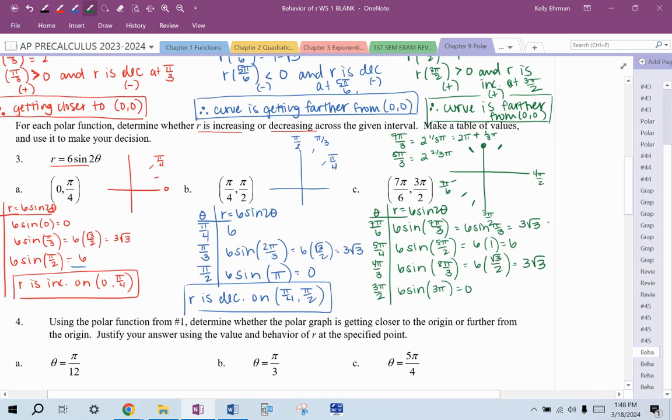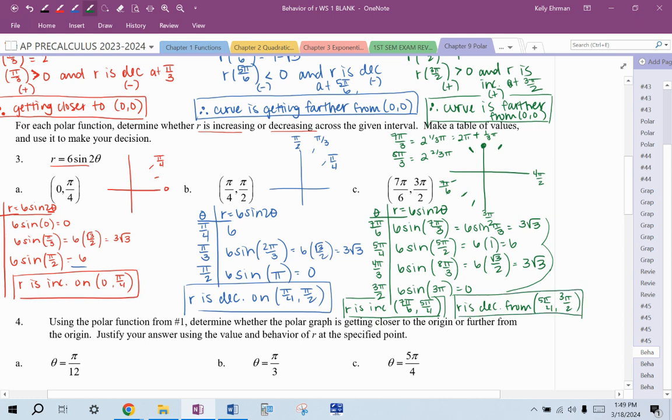So r is increasing from 3 radical 3 to 6, but then from 6 to 3 radical 3 again, you're decreasing, and decreasing again to 0. So r is increasing from 7 pi over 6 to 5 pi over 4, and r is decreasing from 5 pi over 4 to 3 pi over 2. Looking at when things are increasing or decreasing is huge in calculus, whether you're in AB or BC.